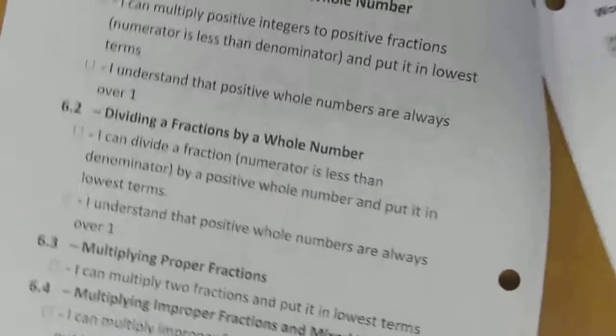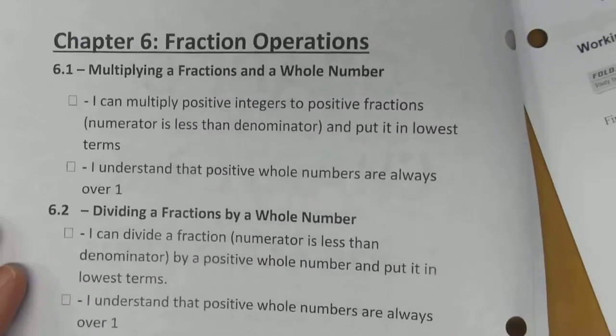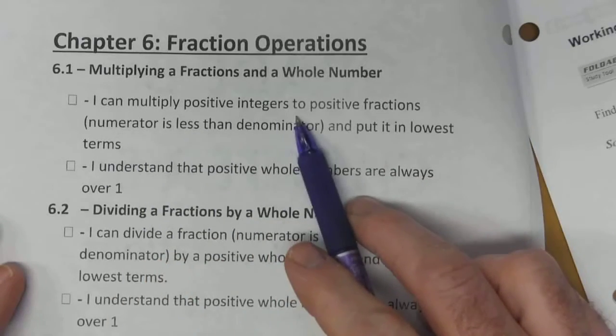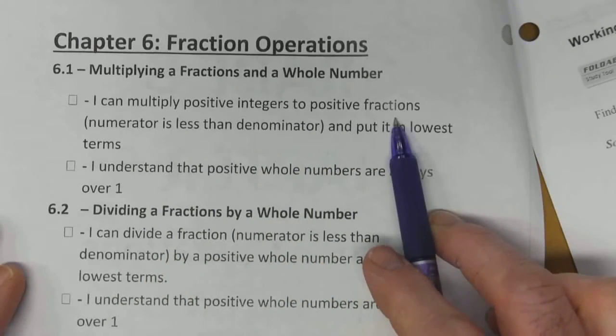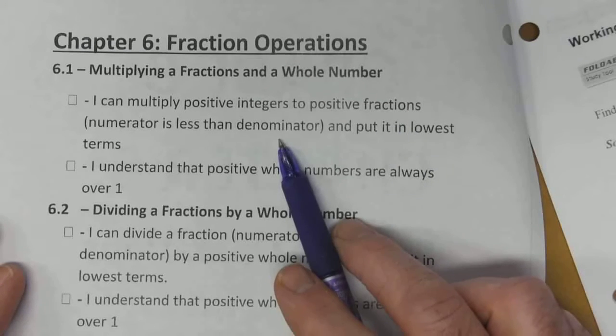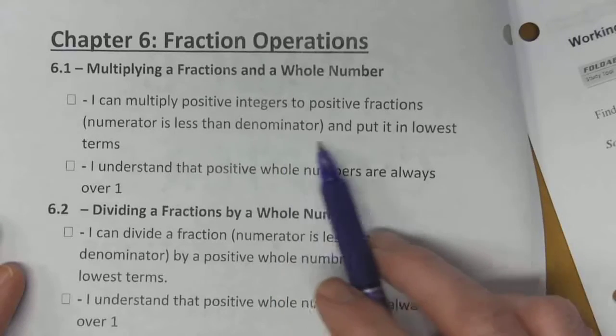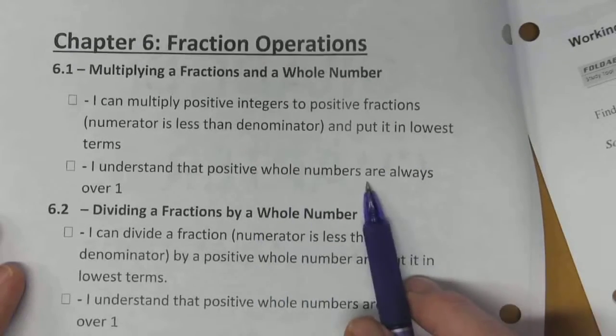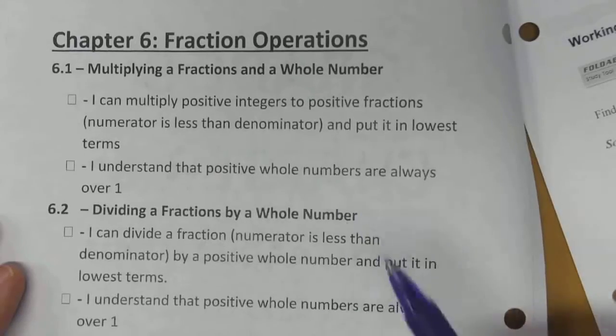Inside front cover gives you some tips on what you need to be able to do through each section. 6.1. You need to be able to multiply positive integers to positive fractions where the numerator, the top number, is less than the denominator or the bottom number. And then you need to be able to put it in those terms. And you need to understand that positive whole numbers are always over 1. So let's get started on section 6.1.